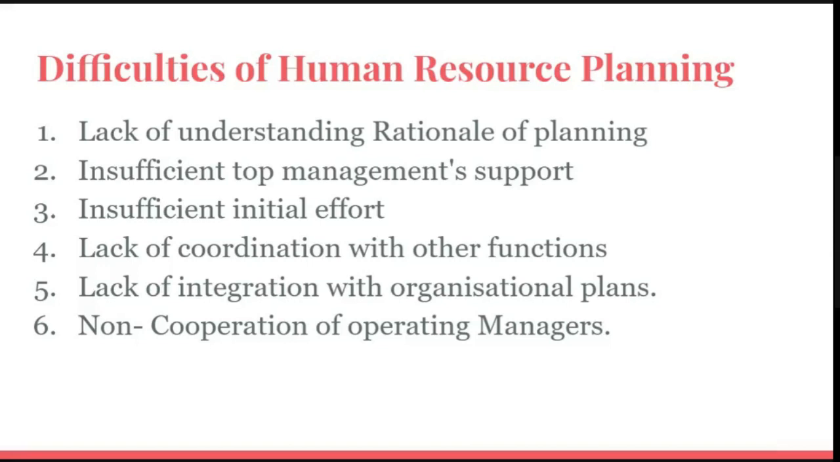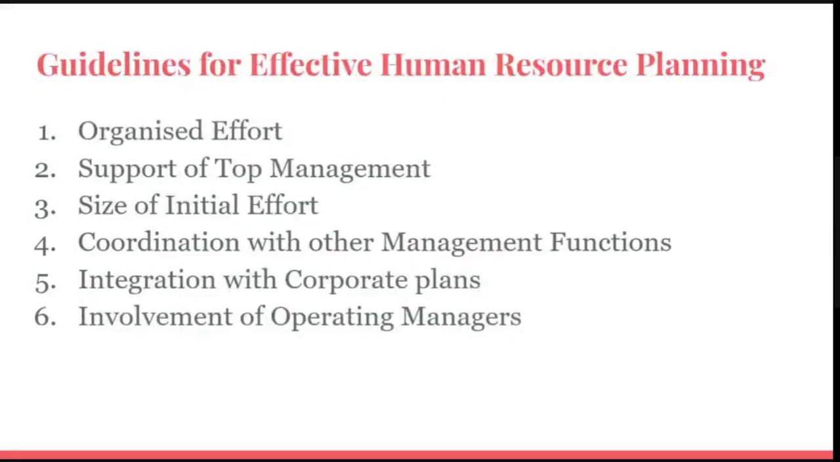Human resource planning may fail because of non-cooperation between the personnel and the other functional managers. Successful human resource planning requires a coordinated effort on the part of human resource planners and the operating managers. So these are the 6 major difficulties of human resource planning. Then next we are going to see the guidelines. What are the guidelines for effective human resource planning?